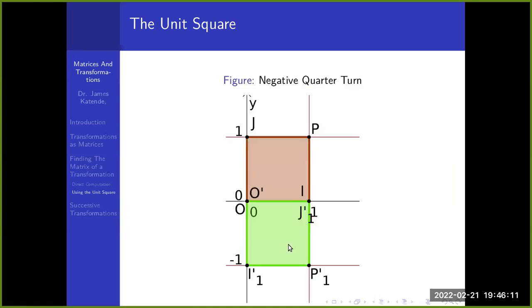I think there's a diagram for this as well. The brown image is the original. Then you turn a negative quarter turn, which is 90 degrees, and you get this green one as the image. The green one now becomes your image.